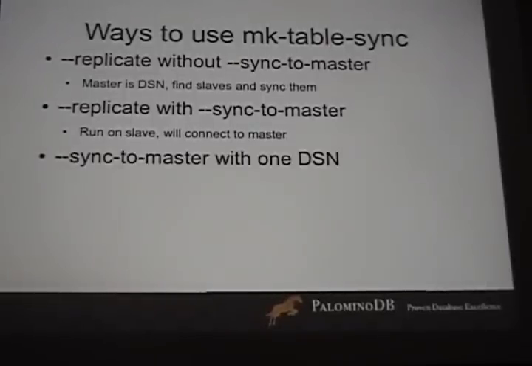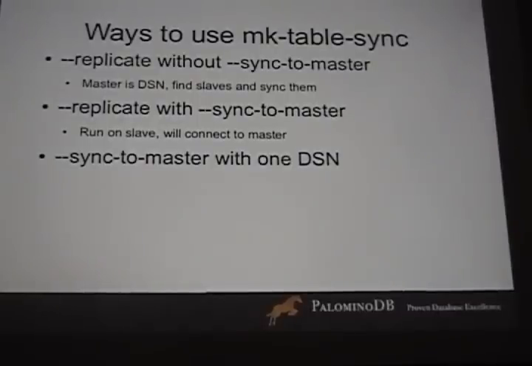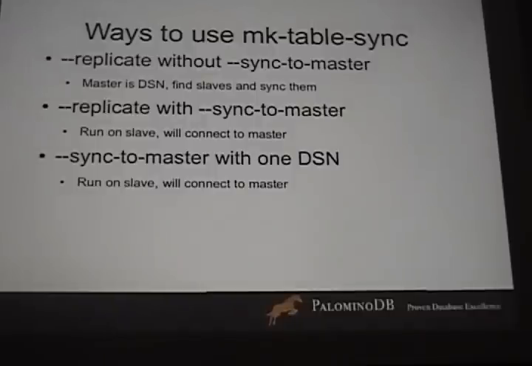There's also, without --replicate, sync to master with one DSN. So one h equals host, u equals user, p equals password. This is assuming you're running on a slave, because sync to master kind of implies that I'm syncing to my master, so I'm on a slave. So it will connect to the master. It will connect to whatever the master is. So the DSN is assumed to be the slave. And it will say, okay, you gave me this host and user password, that's the slave, I'm going to sync to the master.